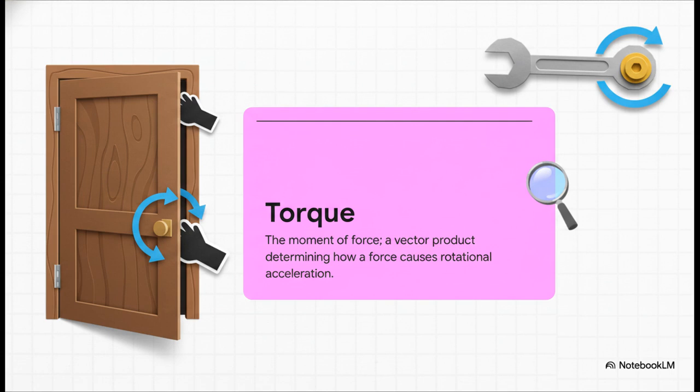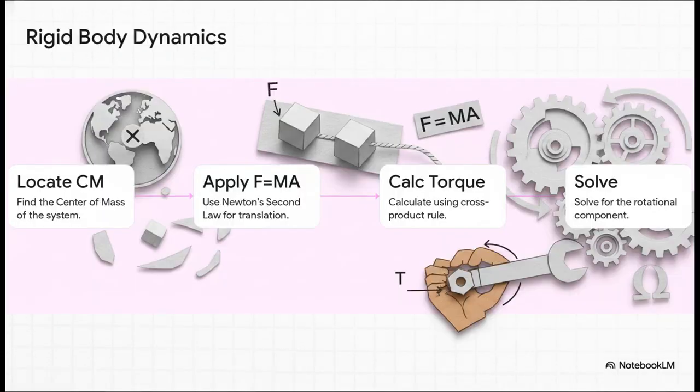Using a wrench to turn a stubborn bolt works on the exact same principle. So let's build a repeatable, step-by-step process you can use on your final exam to conquer absolutely any complex rigid body system. First, you isolate the center of mass translation using Newton's second law. Then, you calculate the internal twisting forces using the cross-product rule for torque.